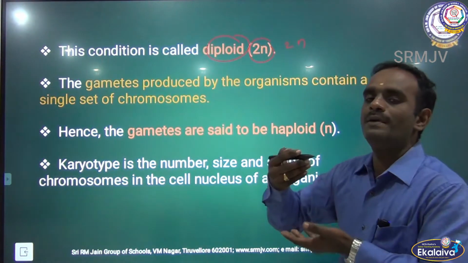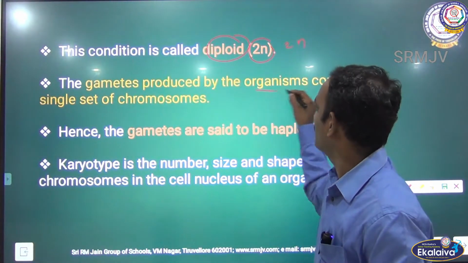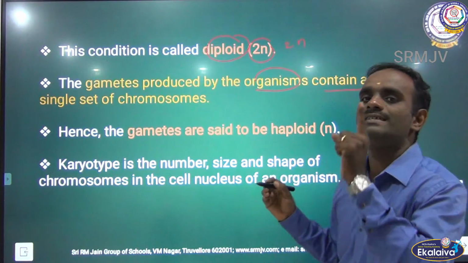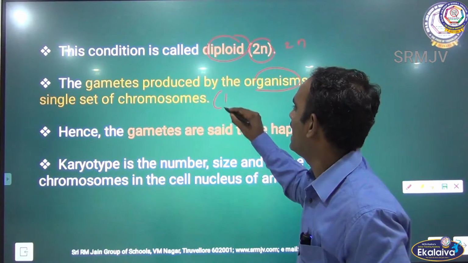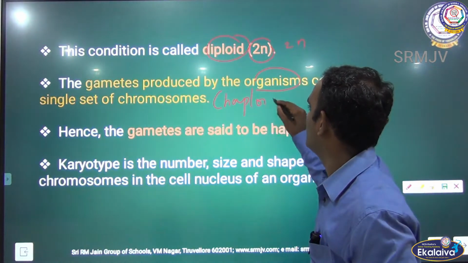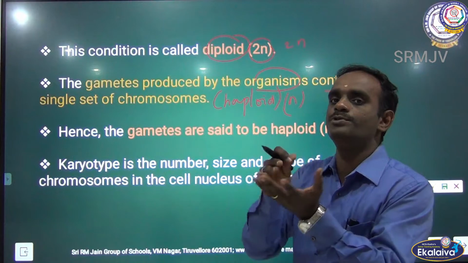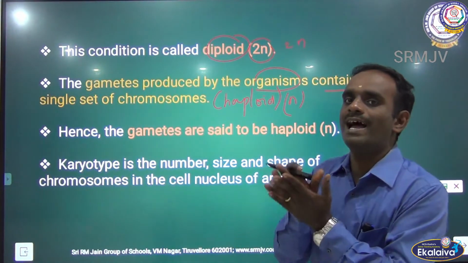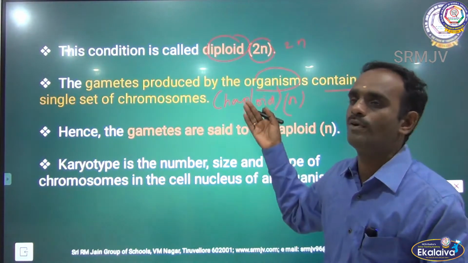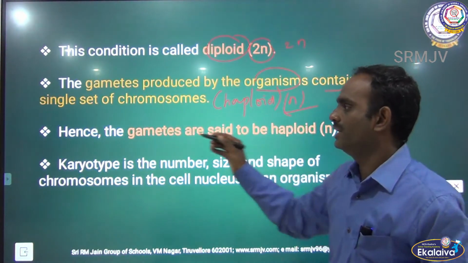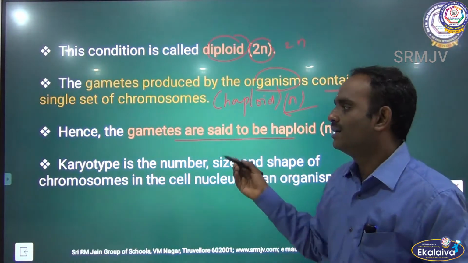The gametes produced by the organism contain a single set, that is only one set of chromosomes. So it is said to be haploid in nature. Haploid is nothing but n. So the gametes produced by an organism having only one set of chromosomes are said to be haploid, that means n.